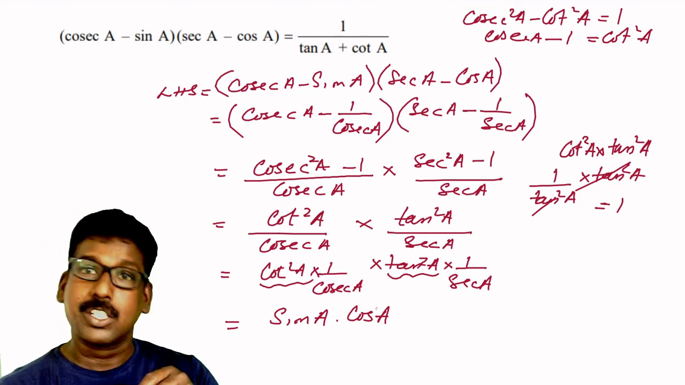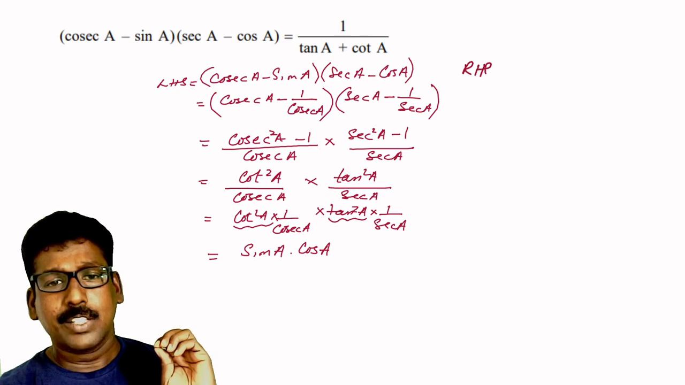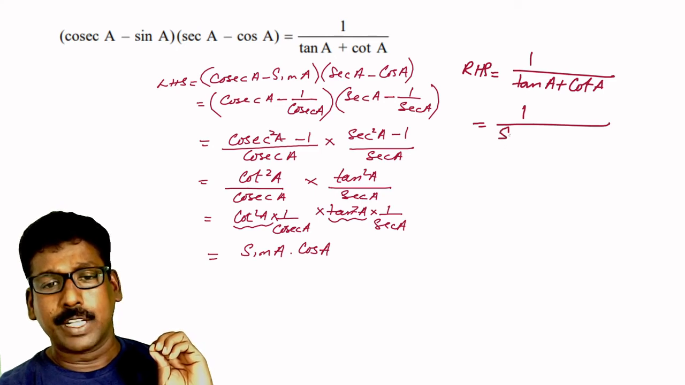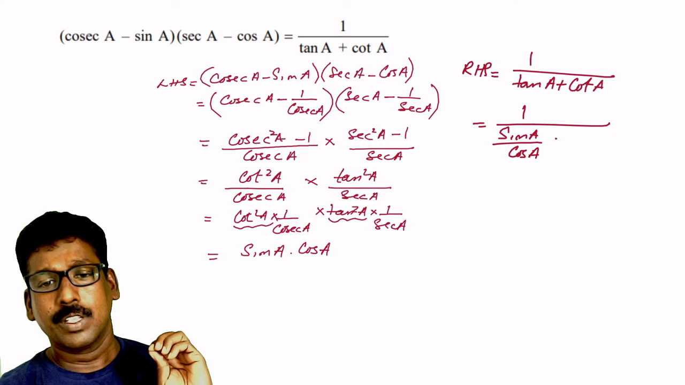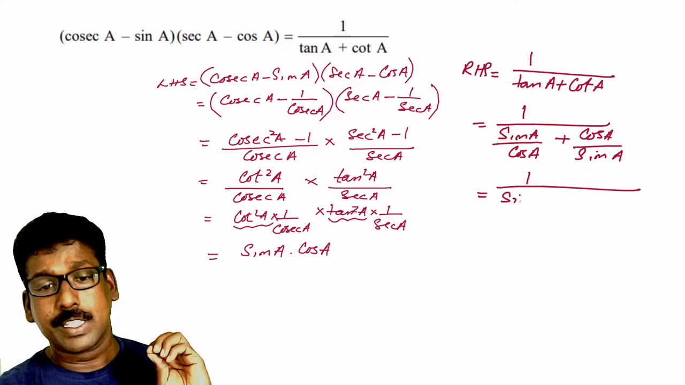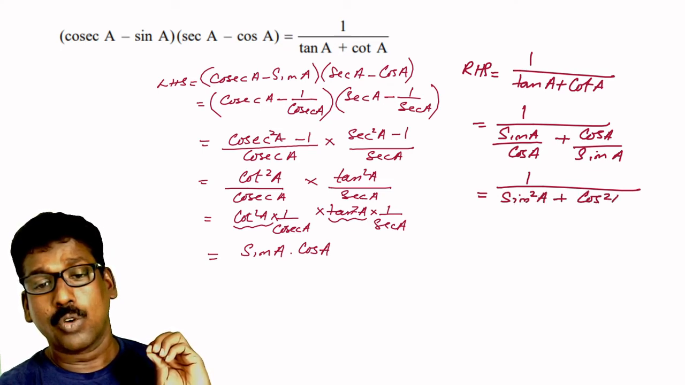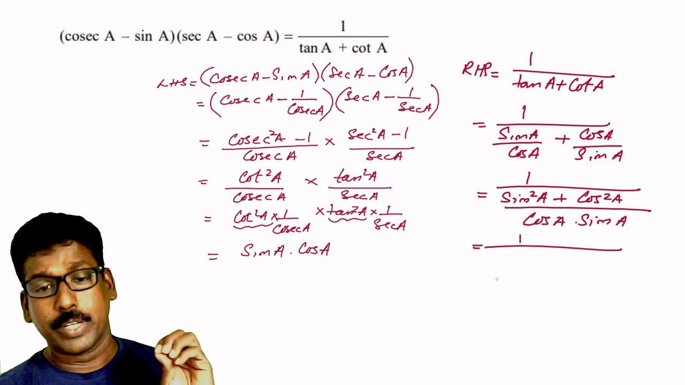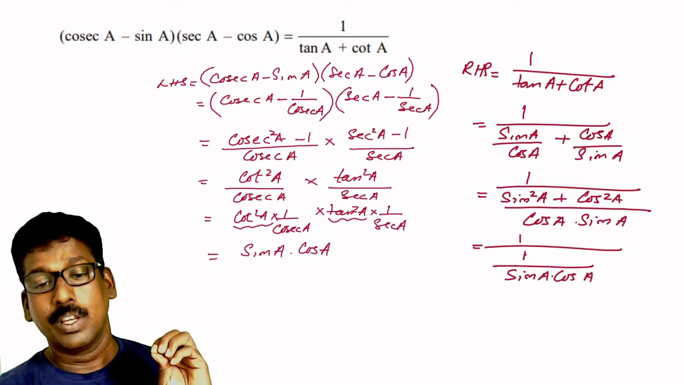Now let us simplify the RHS also. Here the RHS you can write as 1 by tan A plus cot A. That is, 1 by tan A you can write as sin A by cos A, plus cot A you can write as cos A by sin A. That is 1 by, cross multiply, sin square A plus cos square A by cos A into sin A. So this is 1 by sin square A plus cos square A, which is again equal to 1 by cos A into sin A, you can write it as sin A into cos A.